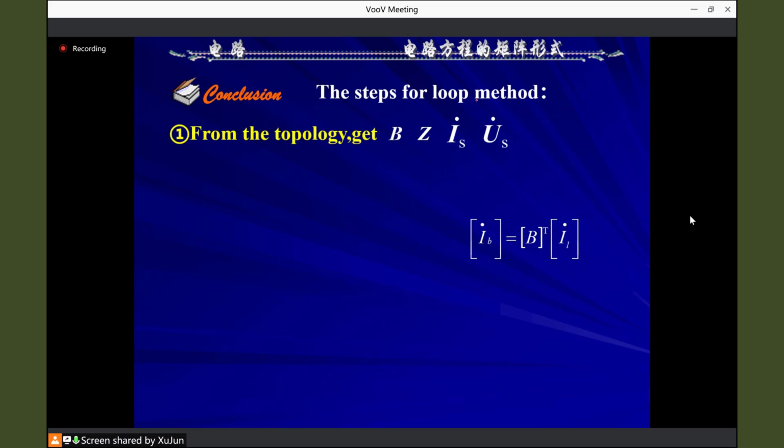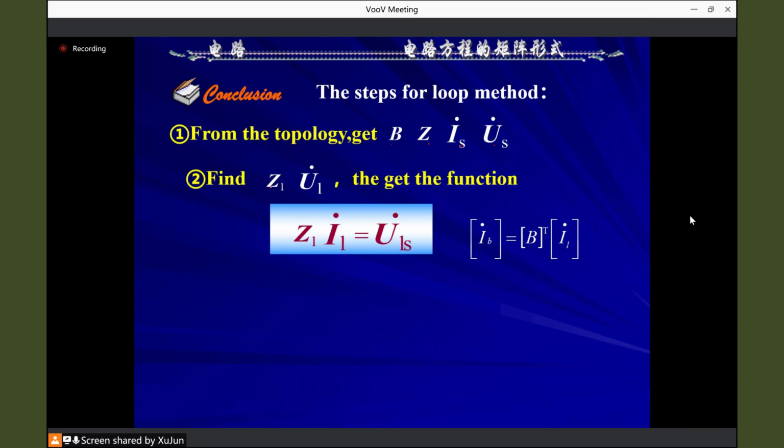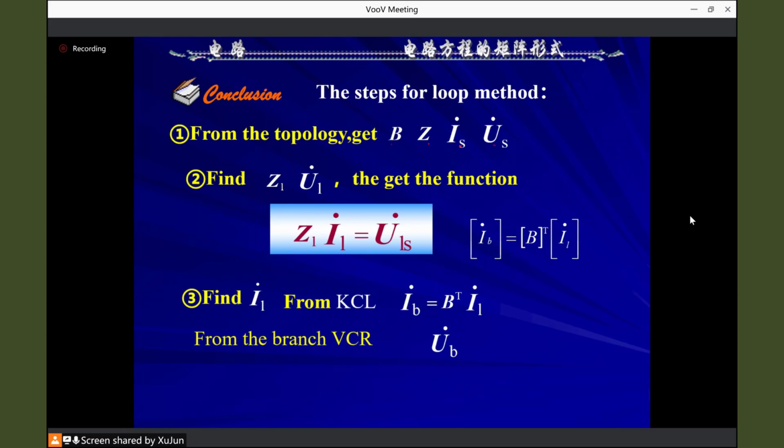The steps for the loop method in matrix form. At first, from the topology, we should write the B, Z, IS, US. And then find the ZL, ULS, and then get the function. Get the function, find the IL, the loop current. And from KCL, from the loop current we get the IB, the branch current. And then from the VCR, from IB, we can calculate UB.